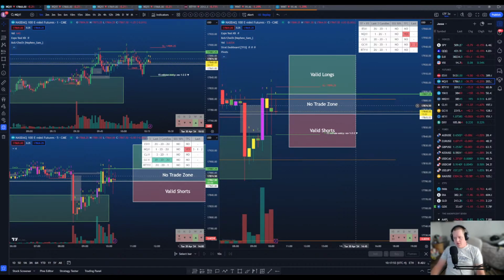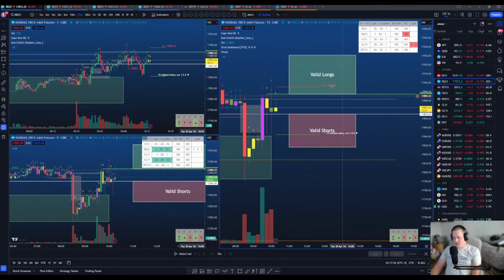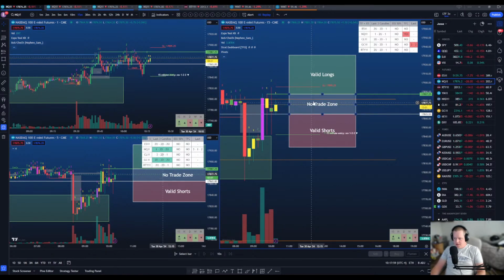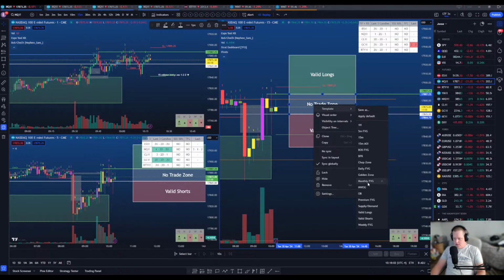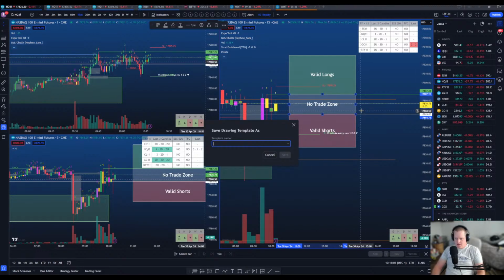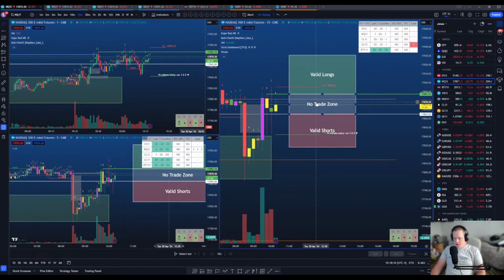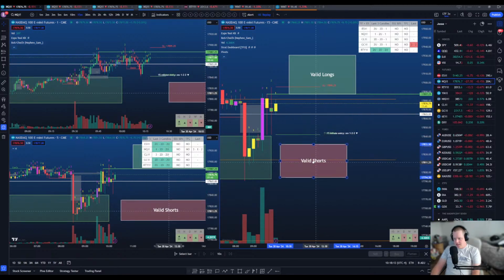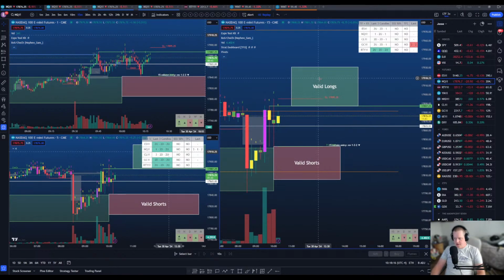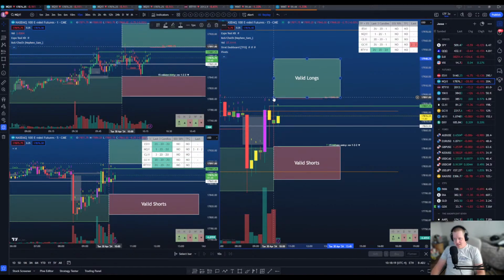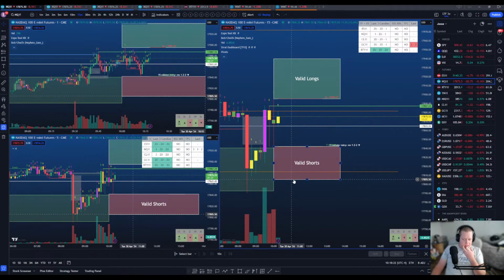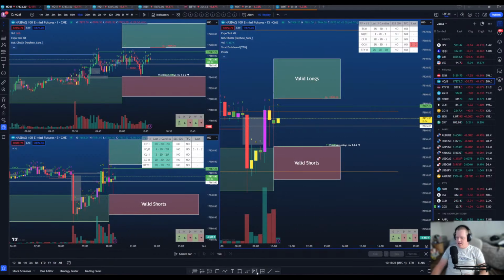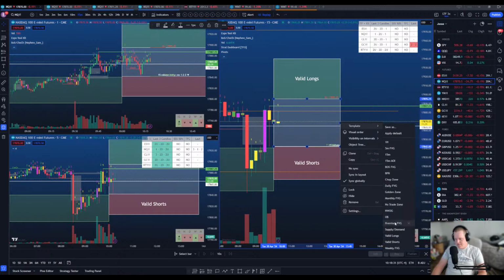All right, so this no trade zone, this kind of changes now, right? So did I save that, by the way? I didn't. Okay. So things kind of shift here, right? Valid shorts there. Valid longs technically here. So that makes this area in between, where is it? I just traded it. There it is.